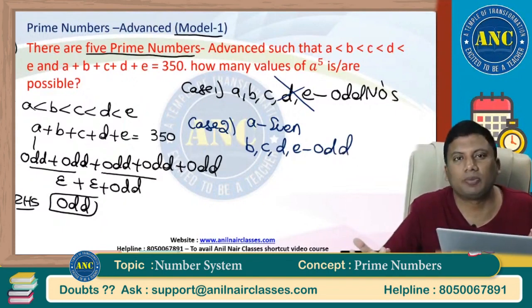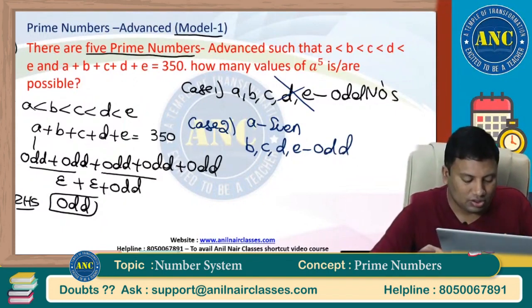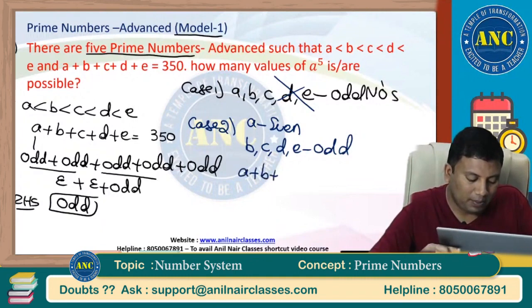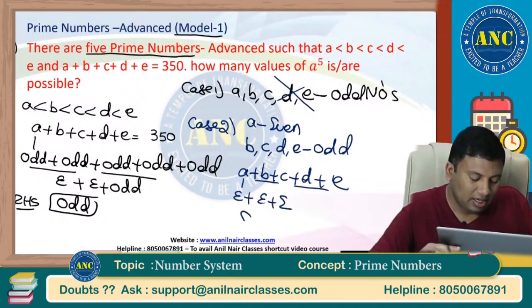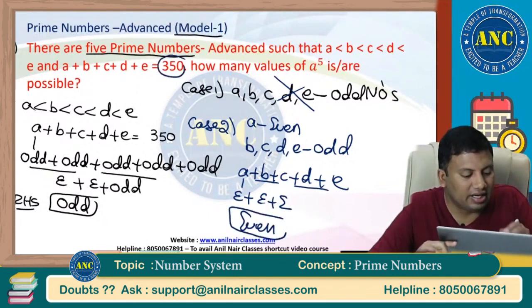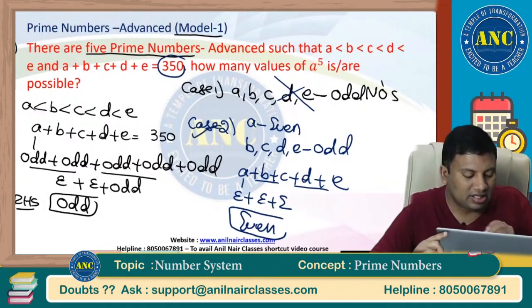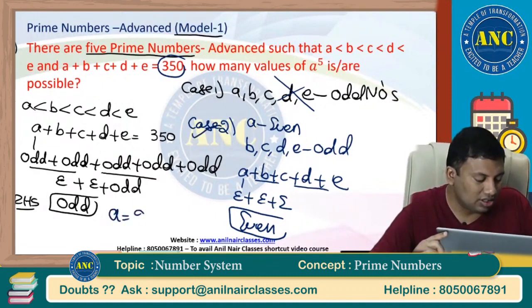Because the lowest prime number which is even is 2. So this is nothing but A plus B plus C plus D plus E. Odd plus odd is even, odd plus odd is even, and even plus even is even. The right hand side is an even number. This case is satisfied. The lowest prime number which is even is 2.